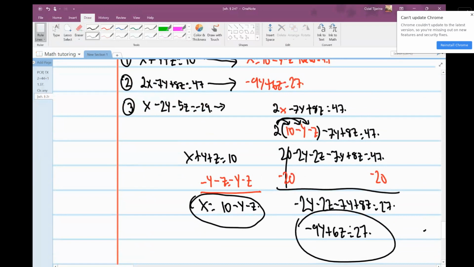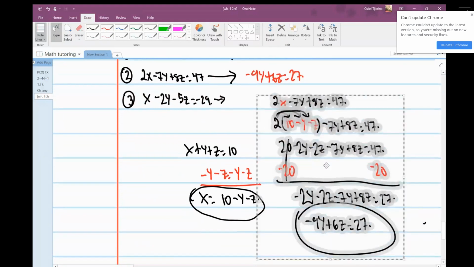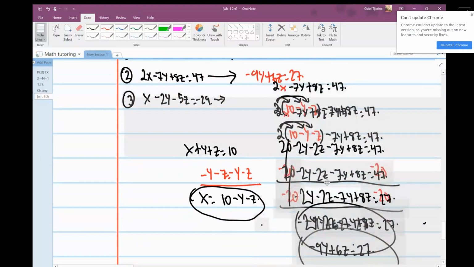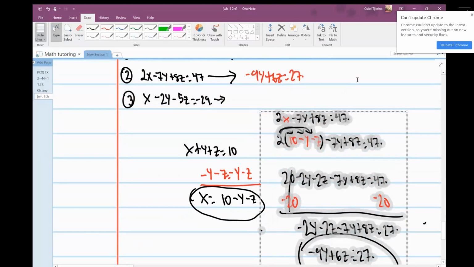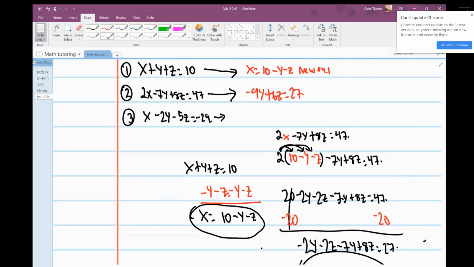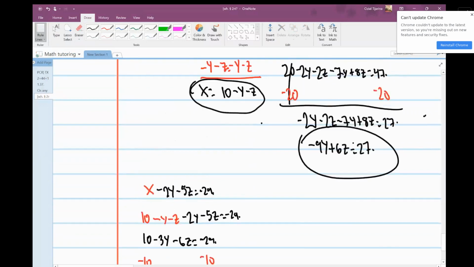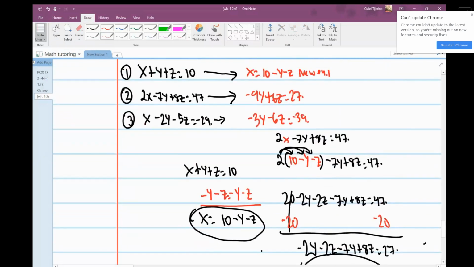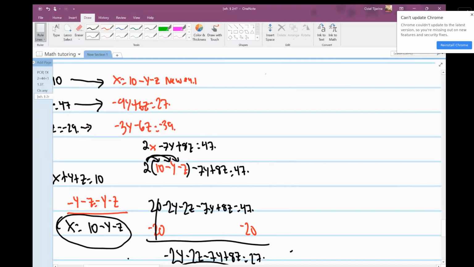So basically it turns into negative 3y minus 6z equals negative 39. Now solve this new linear system. You have negative 9y plus 6z equals 27, and negative 3y minus 6z equals negative 39.